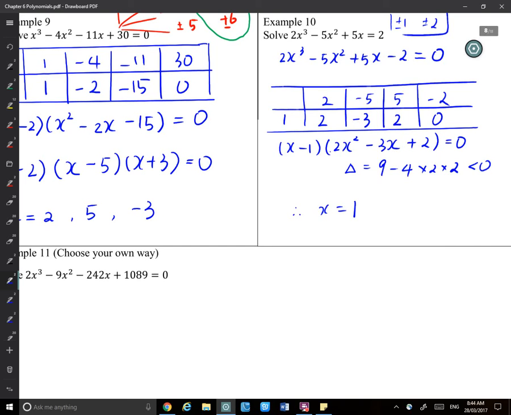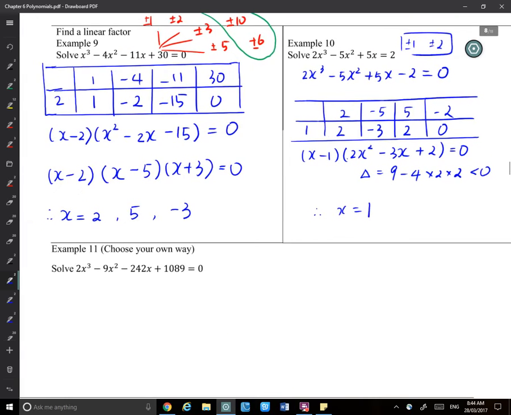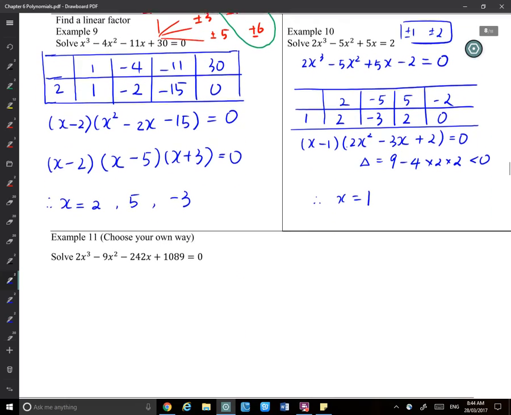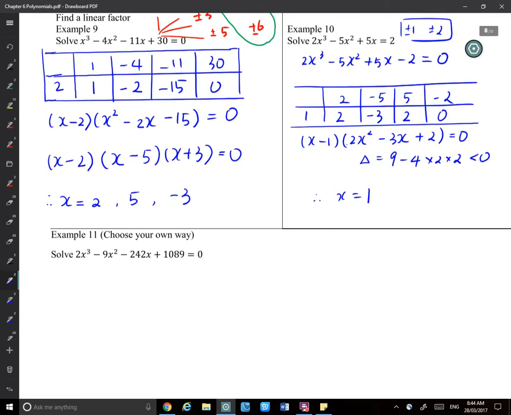Okay, for a cubic, there are only 2 possibilities. It can have 1 solution, or it can have 3 solutions. You won't have 2 solutions for a cubic. Okay, only 1 or 3. Either 3 solutions or 1 solution for real numbers. Okay, let's find the linear factor. That's how you solve by using linear factors.